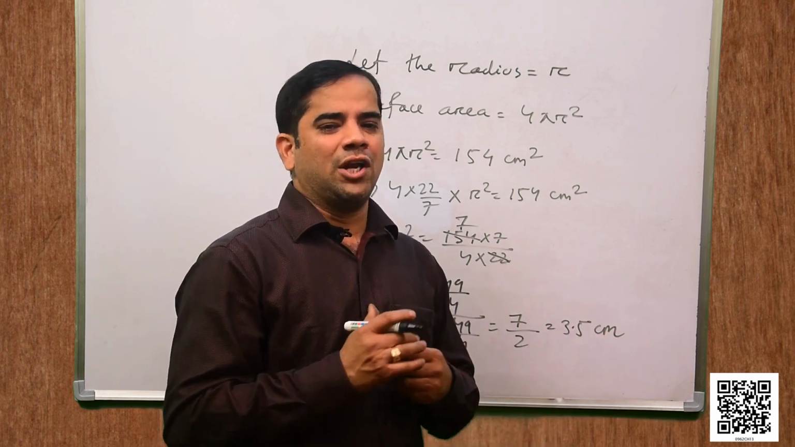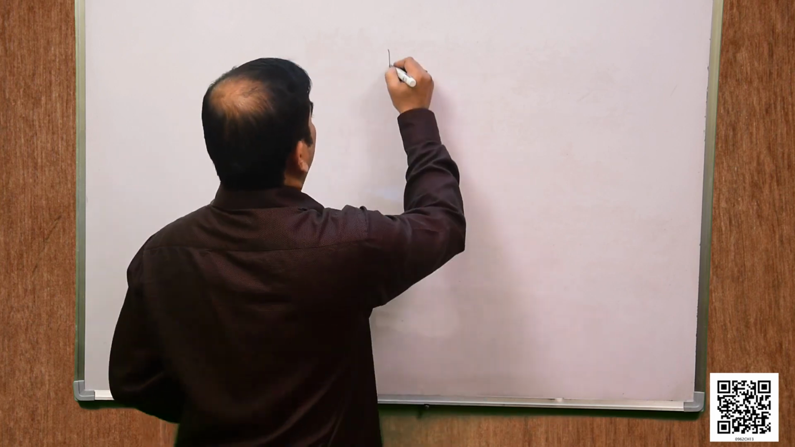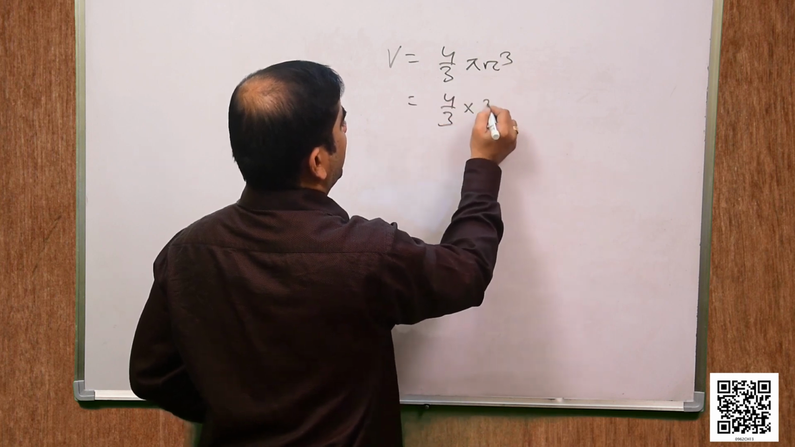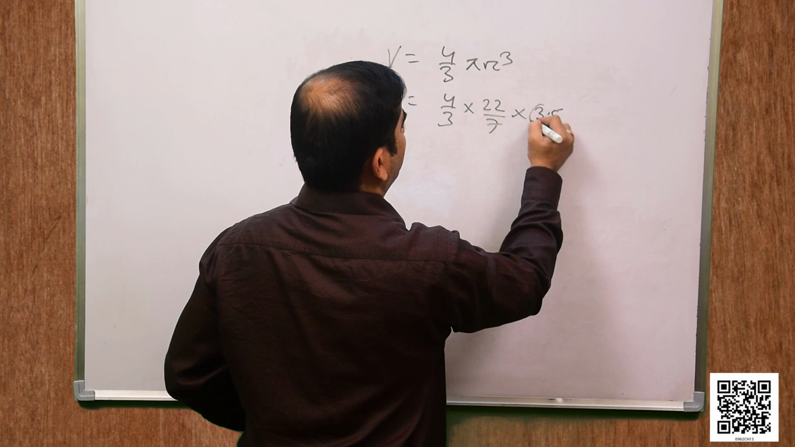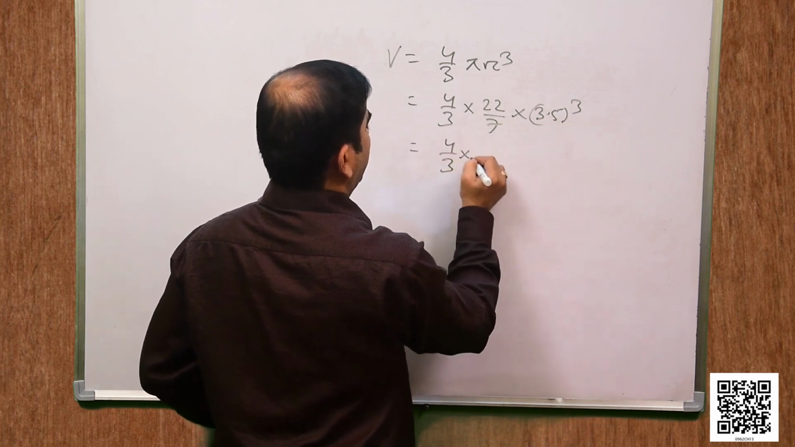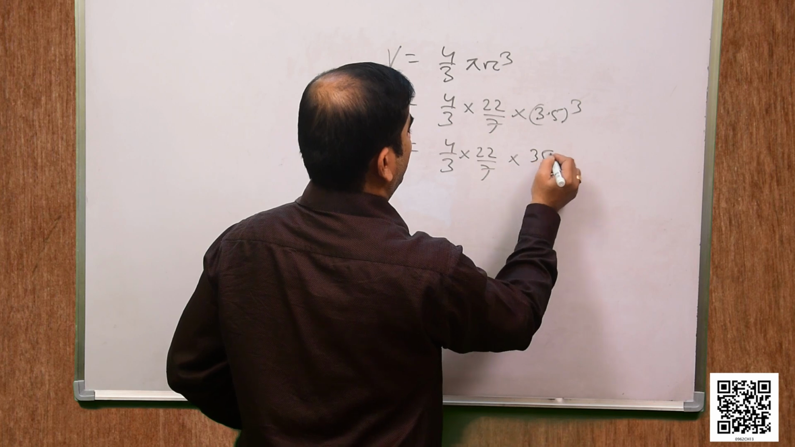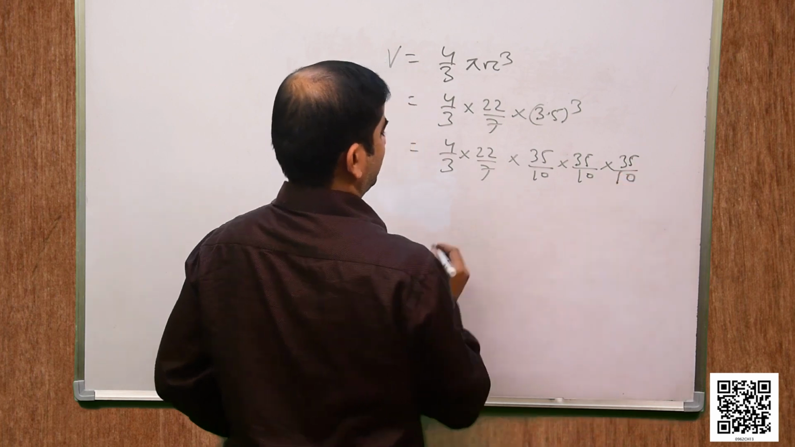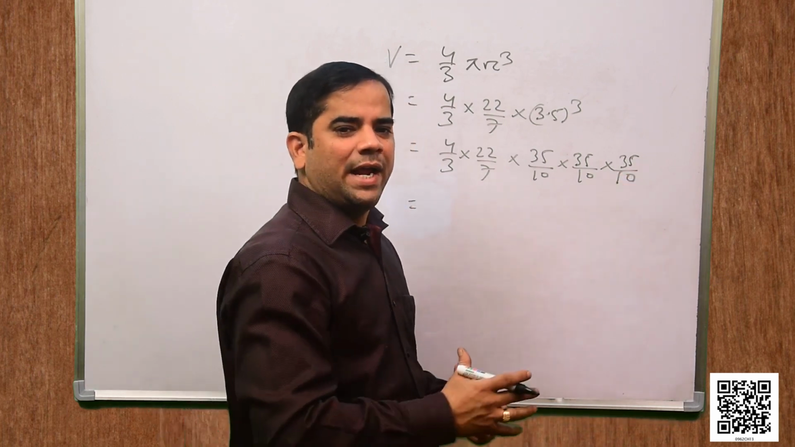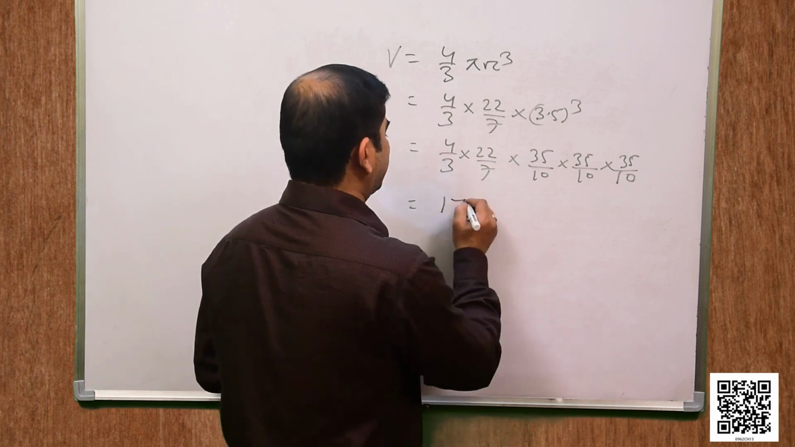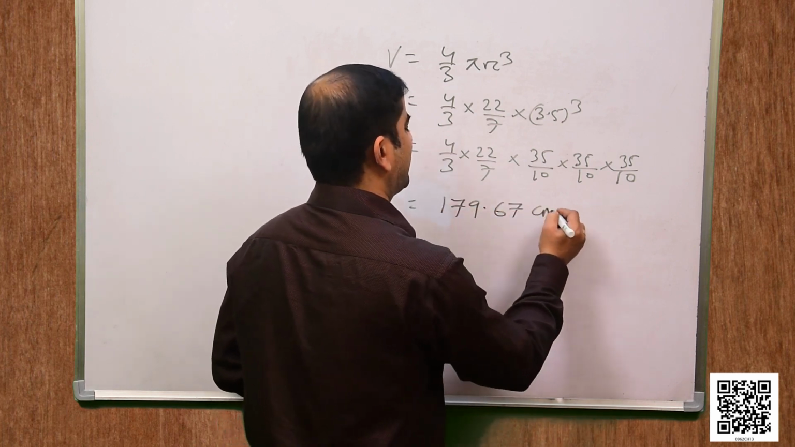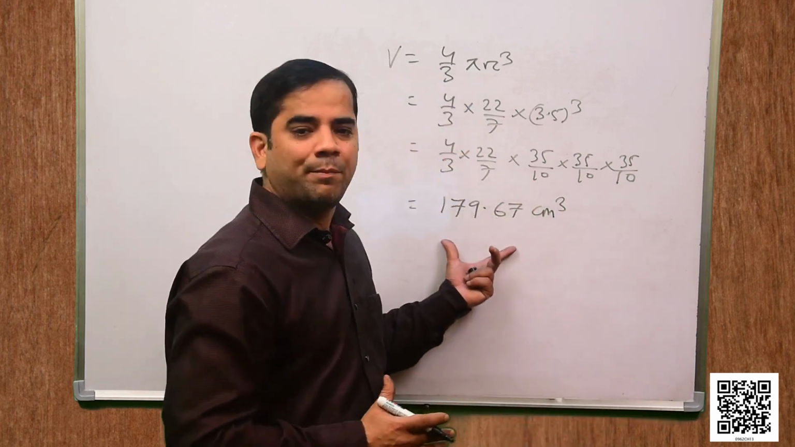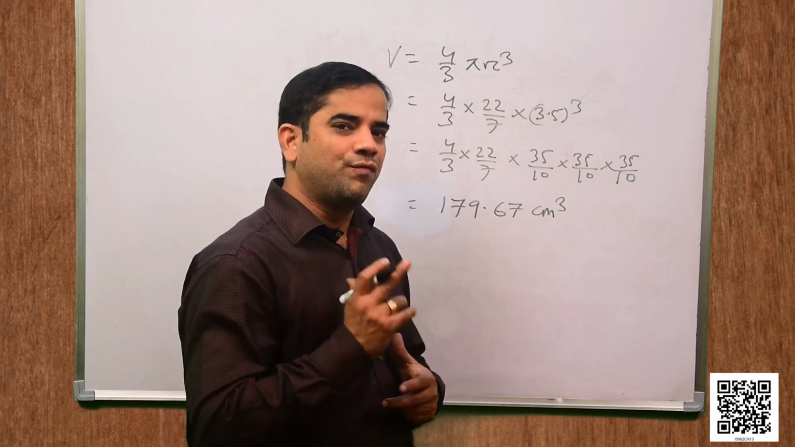Now, let us find the volume of the sphere. Students, we know that volume is equal to 4 by 3 pi r cube, that is equal to 4 by 3 into 22 by 7 into 3.5 cube, that is equal to 4 by 3 into 22 by 7 into 35 by 10 into 35 by 10 into 35 by 10. Okay. So, when we calculate, we get a value that will be equal to 179.67 centimeter cube. Fine. Hence, the volume of the sphere is 179.67 centimeter cube. Hope you understand the solution.